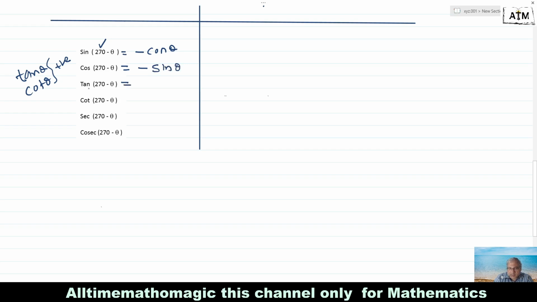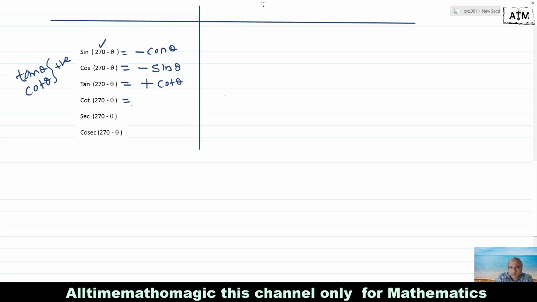Similarly, which quadrant? Third quadrant. In the third quadrant, tan is positive or negative? Positive. And what is the angle here? 270. For 270 conversion allowed? Yes, allowed. So what is the conversion of tan? It is cot. Therefore, it is cot theta.